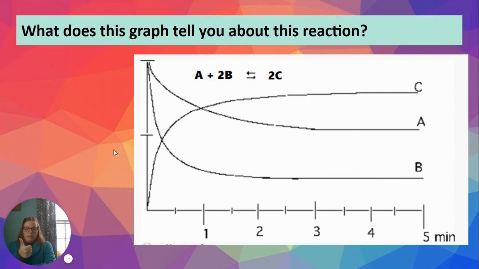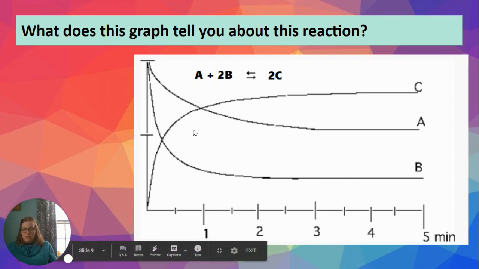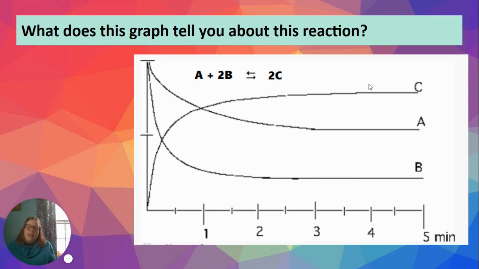Does this graph make sense with the shape? A plus 2B turns into 2C. If you think about what we talked about in kinetics previously, A is dropping in concentration at half the rate of B, which means that coefficients are 1 and 2. Concentration of C is going up at the same rate as B is going down. So this graph makes sense, that's good, unlike the other one.